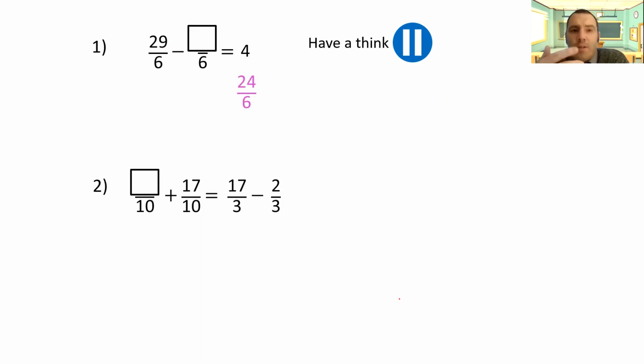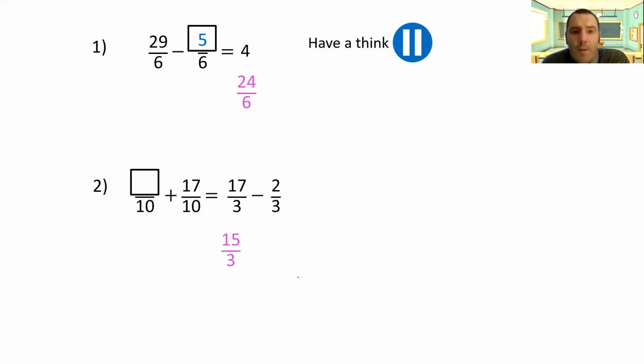So we need to convert 4 into sixths. So 6 sixths is 1, 12 sixths would be 2, 18 sixths is 3, 24 sixths is 4. So now we know this. I need to work out what I need to take away from 29 to leave me with 24. So I can do 29 take away 24 to leave me with 5. Sorry, 29 sixths take away 5 sixths equals 4 wholes, which is 24 over 6.